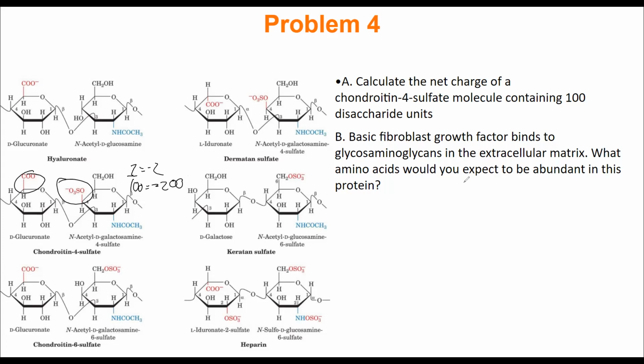Now let's talk about its usefulness inside your body. Fibroblast growth factor will bind to these glycosaminoglycans in the extracellular matrix. What amino acids do you think will be there? And you thought we were done with amino acids. You thought wrong. Amino acids are everywhere. And so these are negatively charged, so I would expect something that's positively charged to interact with these sugars.